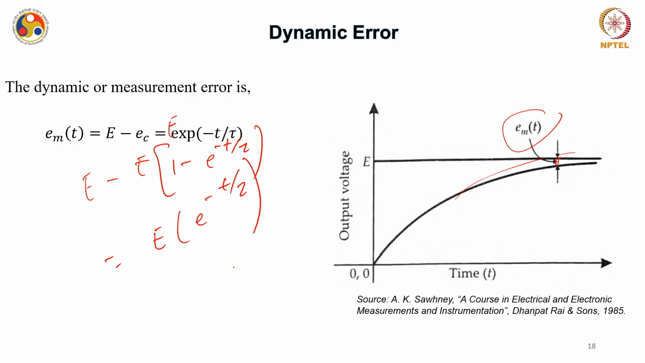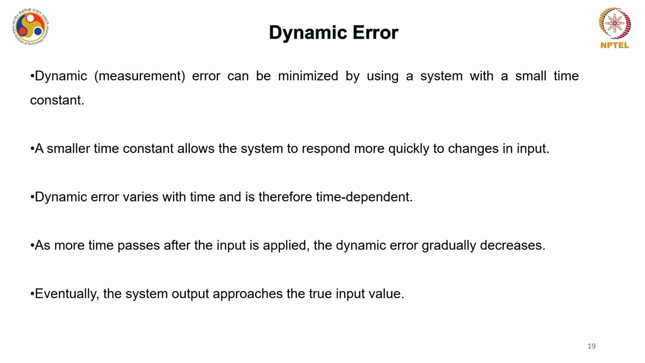If you want to calculate the steady state error, it will be the limit of the dynamic error as t tends to infinity. By this you can also calculate the steady state error. Fine. So this is the dynamic error, sometimes also known as the measurement error.